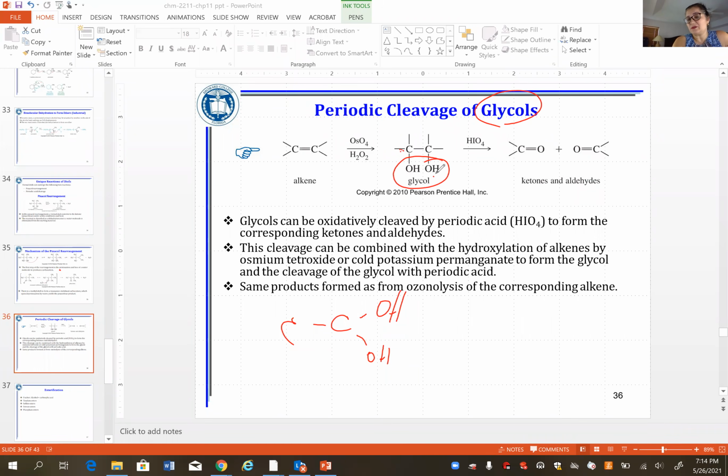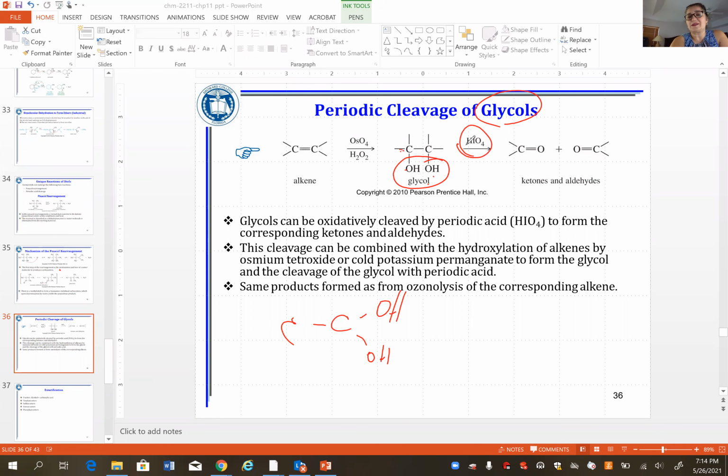To prepare this, you start from an alkene. You have two ways. One way is shown here, osmium tetroxide with hydrogen peroxide, and those were the reagents you had to memorize in chapter 8. The second reagent is potassium permanganate, but not a strong one, as I said last class, a cold dilute permanganate, and that is going to change the alkene to a diol. And you have alcohol and alcohol here.